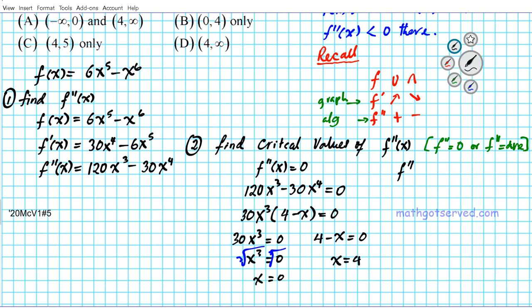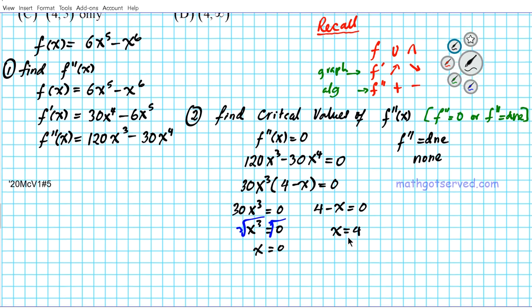Where is the second derivative non-existent? This is a polynomial function, so it's smooth and continuous, okay? The denominator is 1. So you're looking for where is 1 equal to 0? It's never. So this function is defined on the entire real number line. So we don't have to bother looking for where it does not exist. We just look for where it is equal to 0. Okay, we have our critical values.